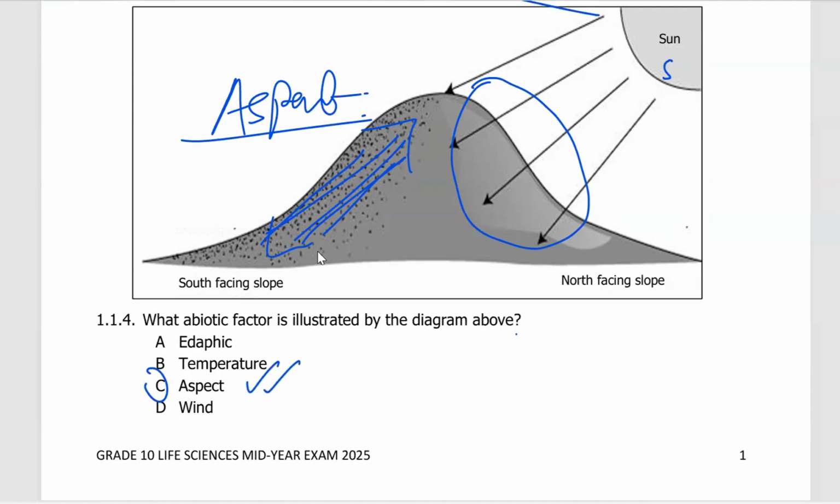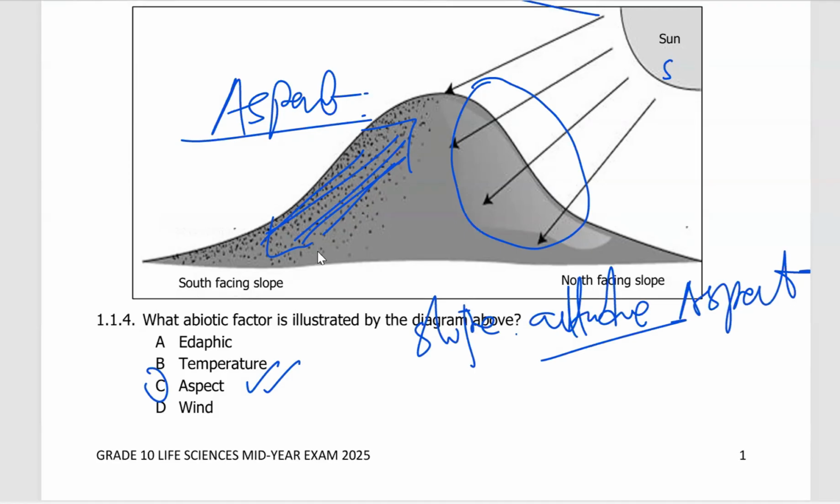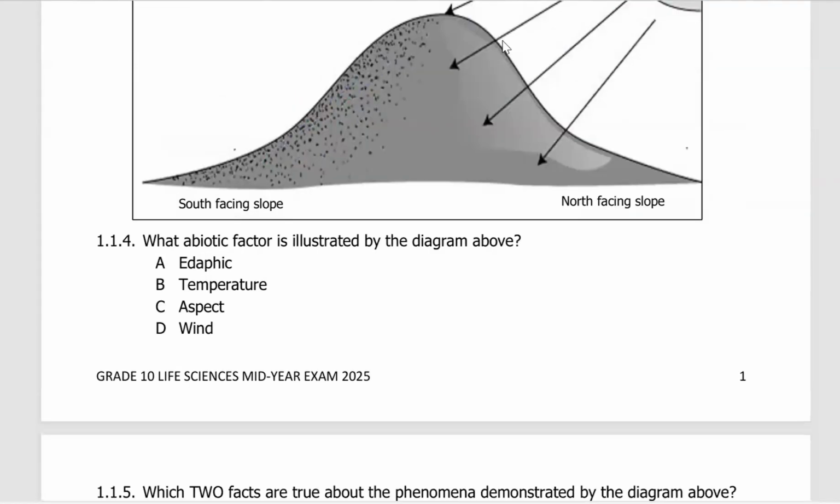Remember, these are called the physiographic factors, of which you have the slope, the altitude, and the aspect. So the most correct answer here is C. So you get 2 marks there.